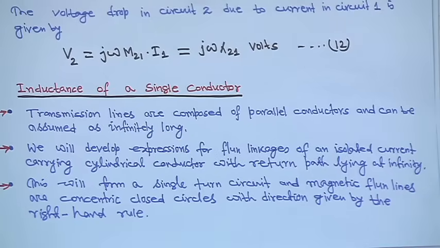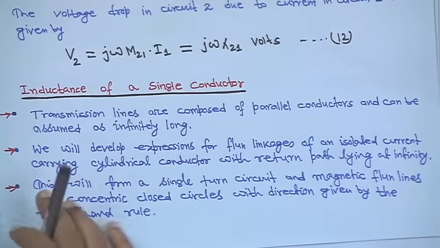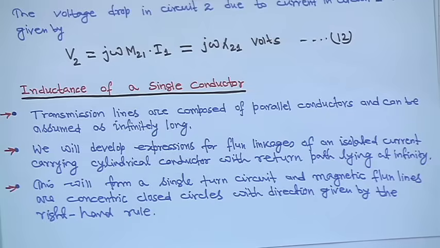Now, inductance of a single conductor. I have written every step here so that we do not miss anything. Transmission lines are composed of parallel conductors and can be assumed to be infinitely long, because in an overhead transmission line we can assume they are parallel conductors. Based on that, we will develop expressions for flux linkages of an isolated current-carrying cylindrical conductor, solid conductors, with return path lying at infinity. This will complete a single turn circuit.